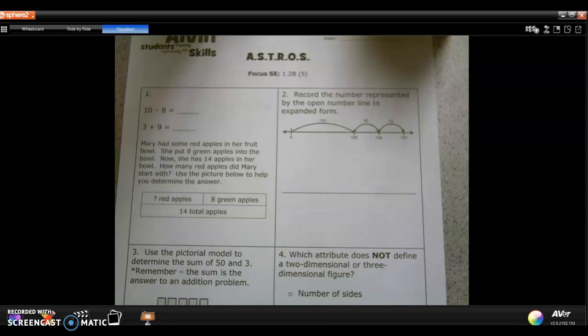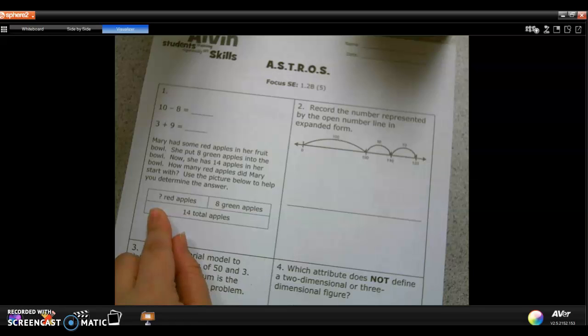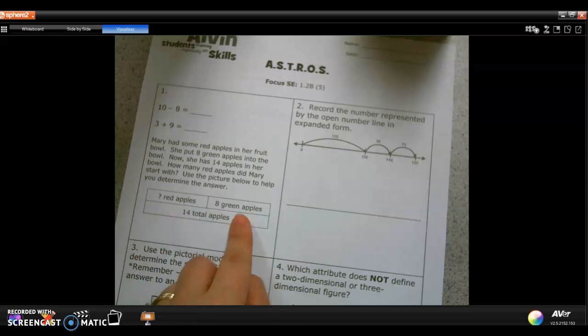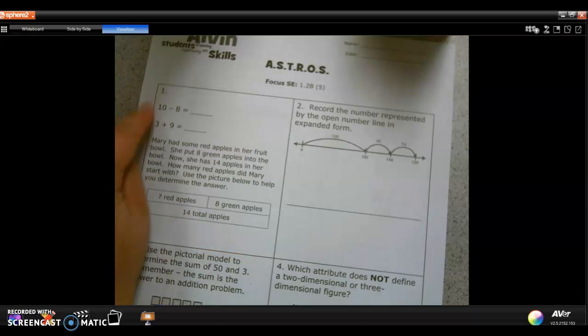So this is what we know. We know she has some red apples. We don't know how many. We know she has 8 green apples. We also know she has 14 total apples. That's red and green together. So you need to figure out how many red apples did Mary start with. If you want to draw a picture, I would highly recommend that to help you. But you're going to be solving for this question mark. So you're really going to be solving 3 problems for number 1.